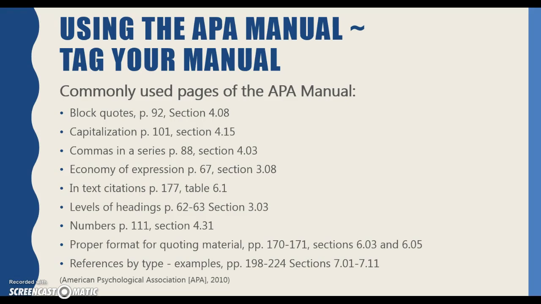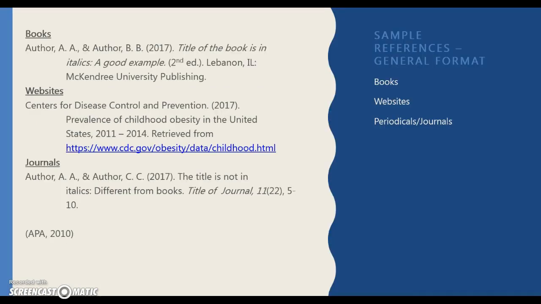There's a very user-friendly table on that page that you may find to be very helpful to you. The other page in particular I want to highlight is the reference by type pages, and actually it's a spread of pages, and it goes through books and periodicals and websites and government documents. So it really goes through a multitude of different opportunities for you to actually construct your references based on the examples that they're providing within the APA manual.